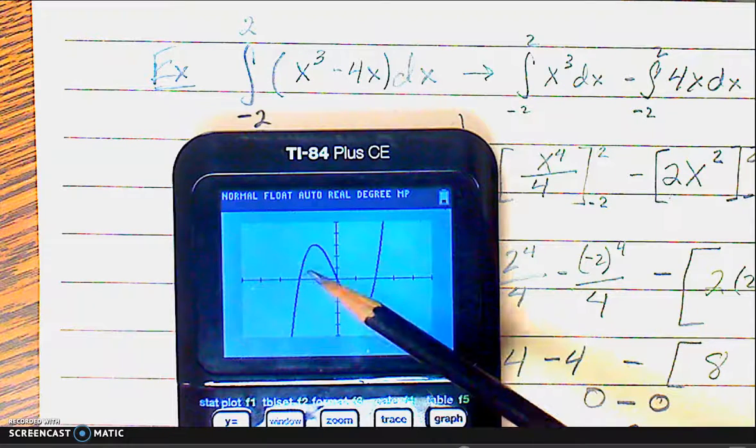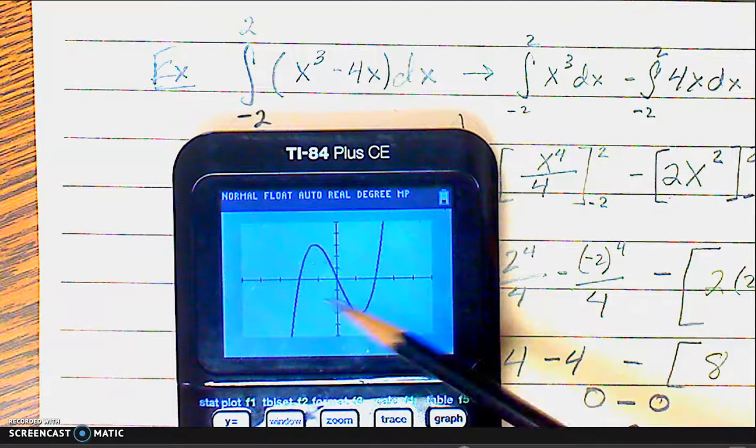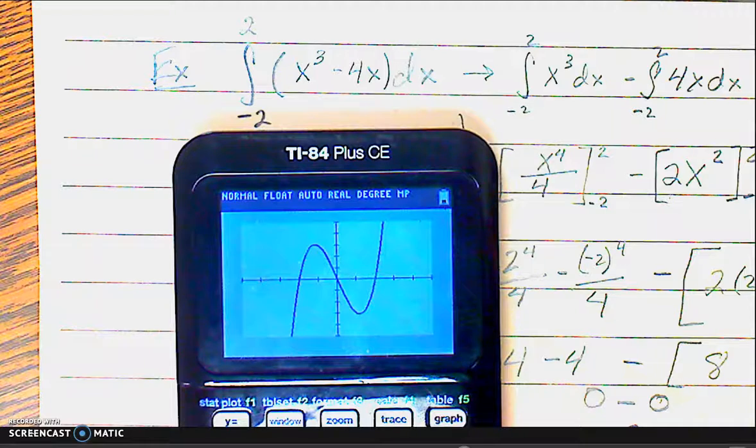When you look at this portion and that portion, they appear to be equal, which might be why you end up with 0 minus 0. Does that make sense? That's why our net change for the integral, the positive area plus the negative area, is going to be 0.